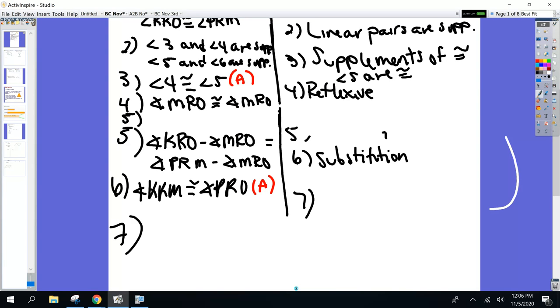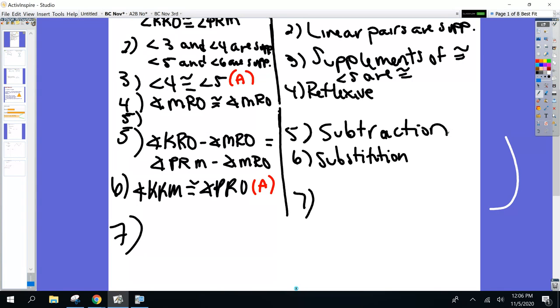All right, so I have the subtraction, the given angles minus angle MRO. That's what I just did there. Nothing is changing after subtraction, or if you use addition, substitution. All right, substitution. And that gave you a third pair of congruent parts.